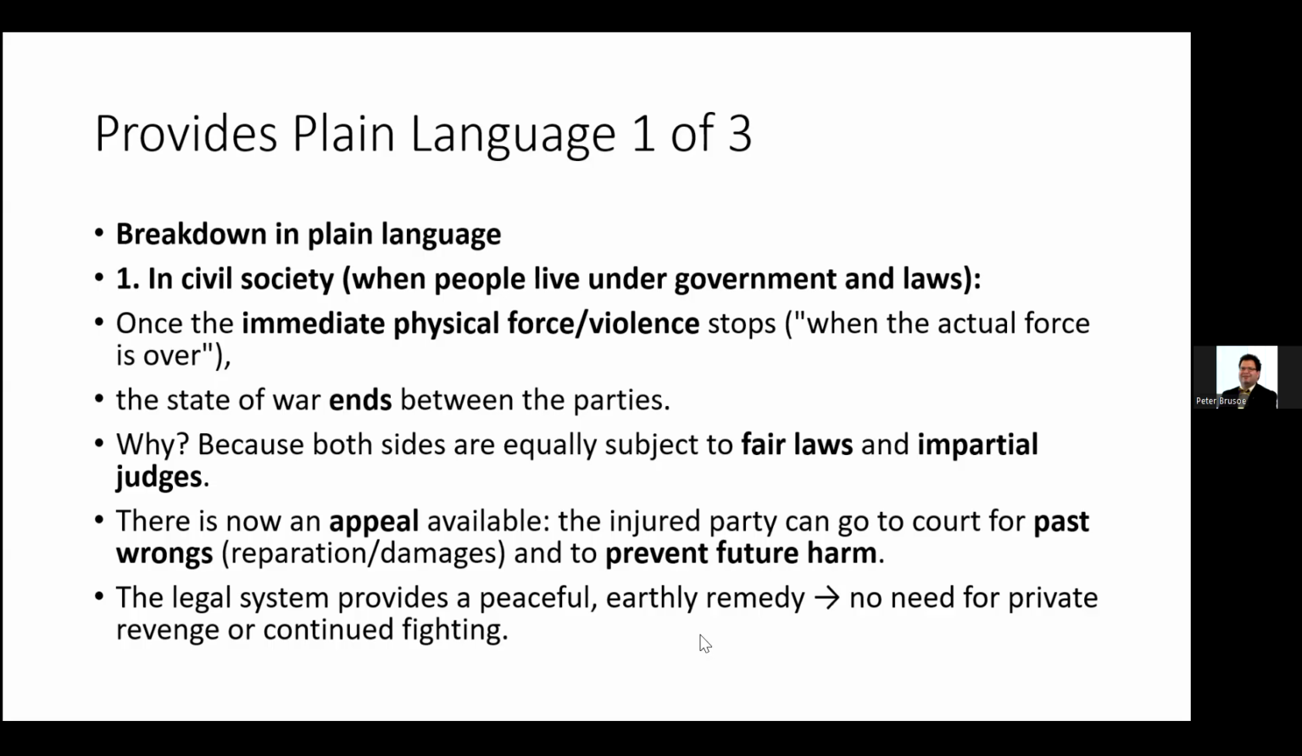And so it provides plain language. So I ran this through Grok, said please break this down in plain language. So it goes through when civil society begins, and says, okay, what we're talking about here is immediate physical force. Both sides are equally subject to fair laws and impartial judges. There's now an appeal available. So the student who's reading it can now get, okay, this is what the core context is, without necessarily having to worry about the 18th century language.